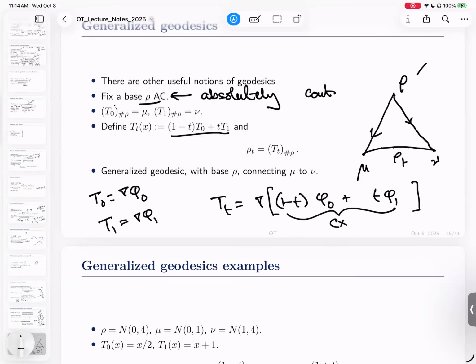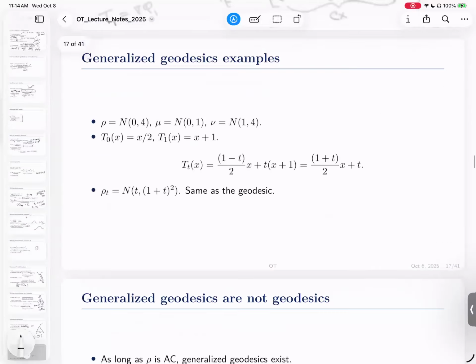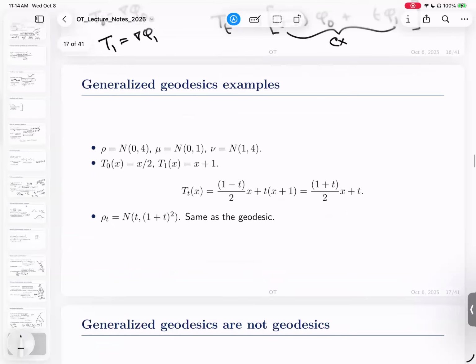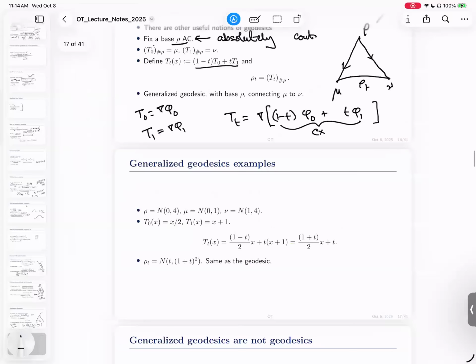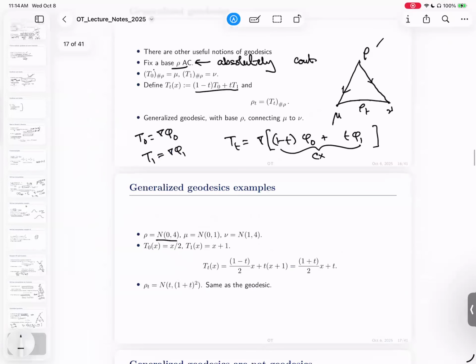Let's see some examples. So here is an example. I take my base rho to be normal(0, 4). My point 1, the corner of the triangle mu, to be normal(0, 1). And the other corner of my triangle, nu, to be normal(1, 4). Good.